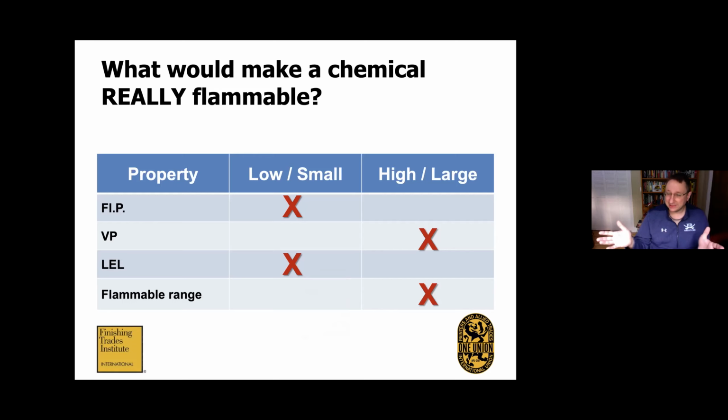But if it's wide, like acetylene, 2.5% to 100%, I've got to be really careful, because almost anything that I get up into the air around me is going to be a flammable range, right? So if you do this little check for chemicals that you work with, you can determine if it's going to be a fire risk for those workers.